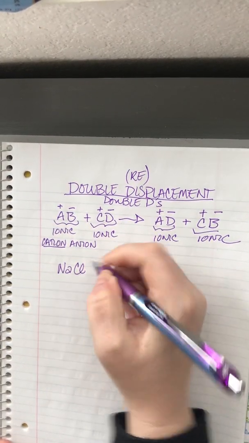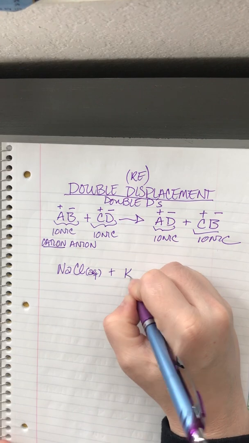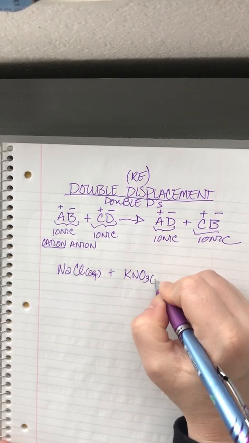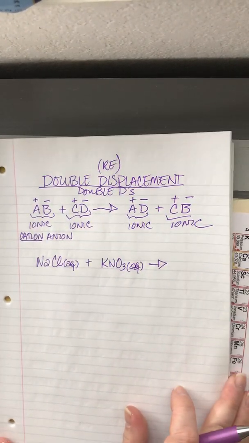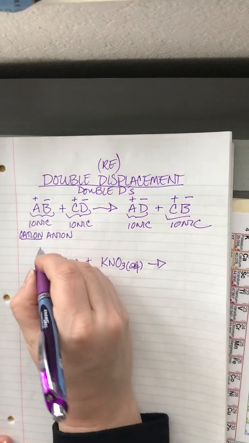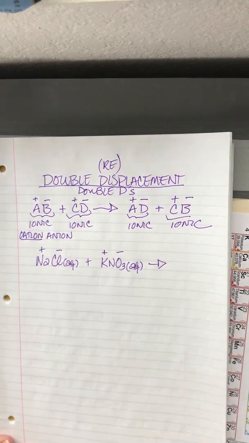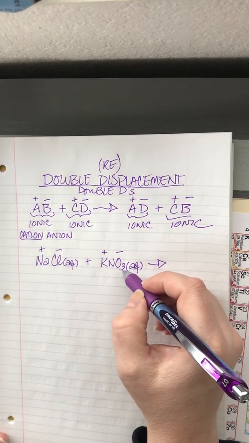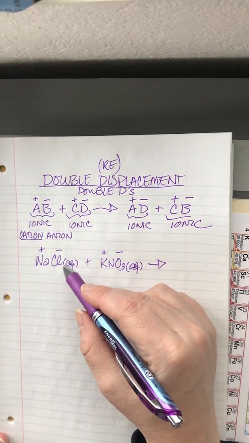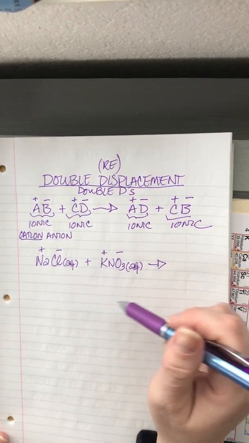So let's say we have sodium chloride, aka table salt, plus potassium nitrate. So this is my cation, this is my cation, this is my anion, and this is my anion. On the sodium chloride, there's something in parentheses. This is aq, aqueous, so this is saying that we have them in water.